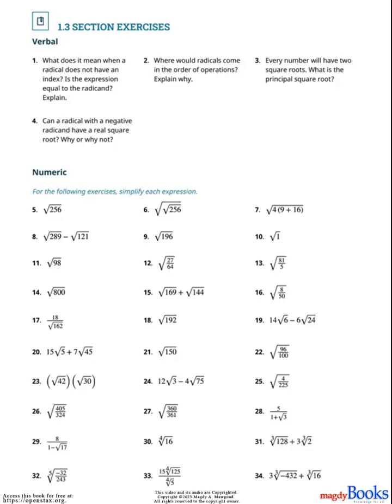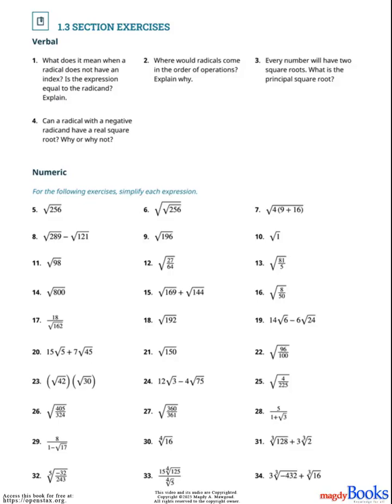5. Square root of 256. 6. Square root of 256. 7. Square root of 4 times, open parenthesis, 9 plus 16, closed parenthesis. 8. Square root of 289 minus square root of 121. 9. Square root of 196. 10. Square root of 1.